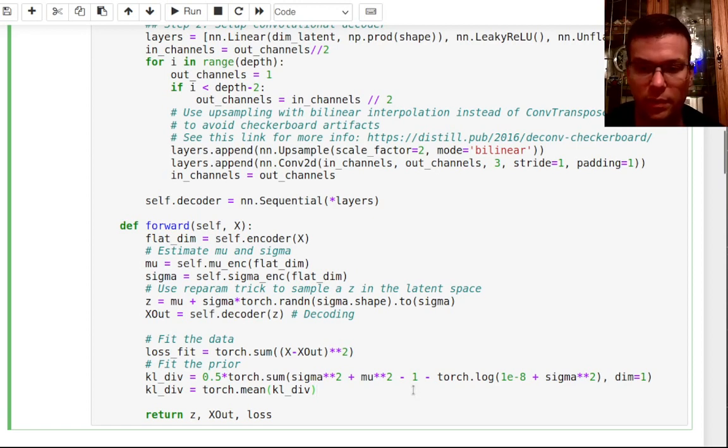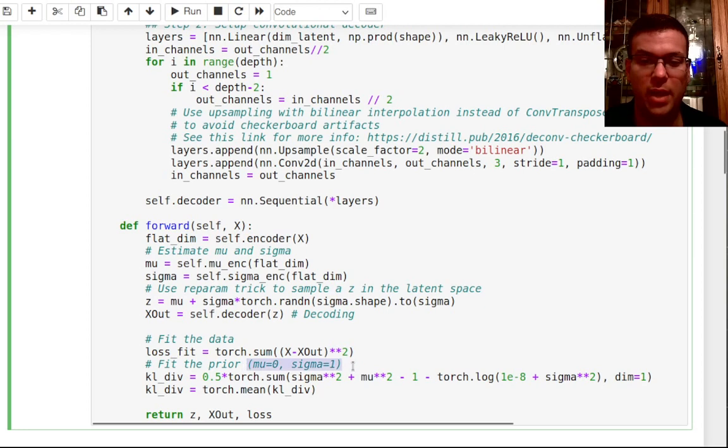I'll do a derivation of this in the next video, but for now, let's just look at what this is. Keeping in mind that the prior is supposed to be a Gaussian with mu equals 0, sigma equals 1 over each dimension, I look at the sigma and the mu that were estimated for this particular latent encoding. If I'm matching this perfectly, if mu is 0 and sigma is 1, that's 1 plus 0 minus 1, which is 0, minus the log of 1, plus a tiny number to prevent numerical problems. So this whole thing should be 0 if I match the prior exactly.